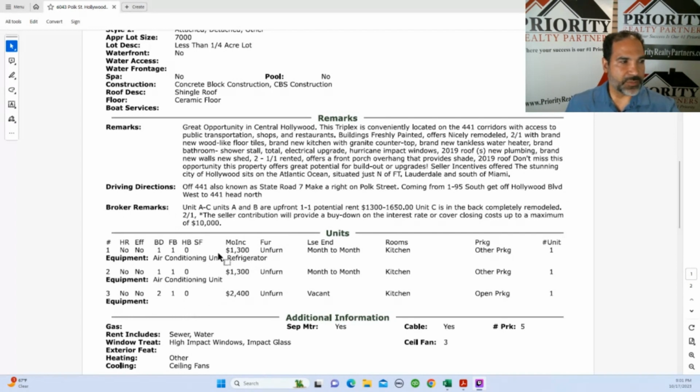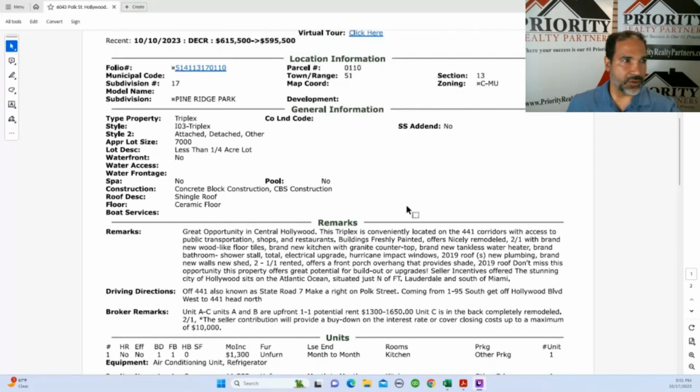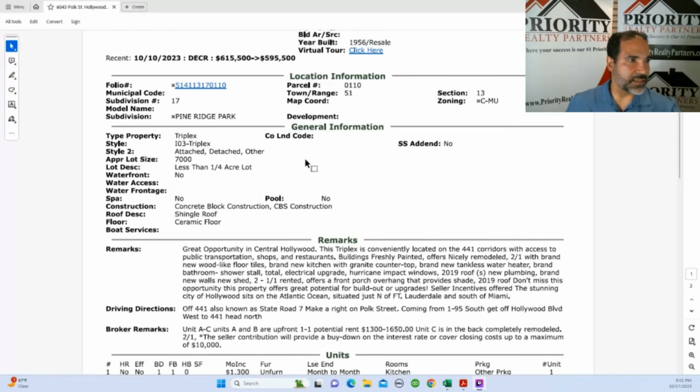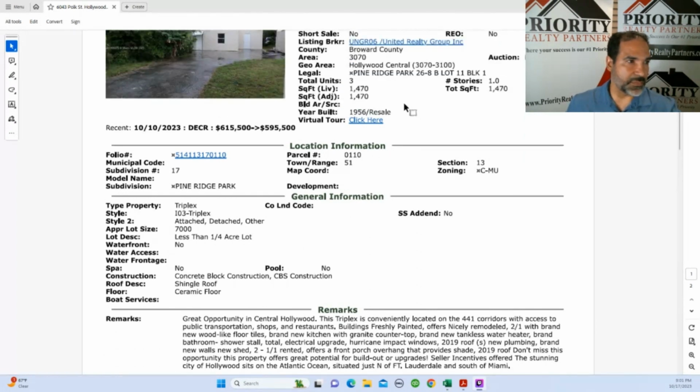One of the 1-bedrooms is rented for $1,300 a month. The second 1-bedroom, also $1,300 a month, is vacant, and the 2-bedroom is vacant. The realtor says it can be rented for $2,400. As you saw in the video earlier, you saw the condition of it and the things that I would like to do on the property if I decide to invest in it.